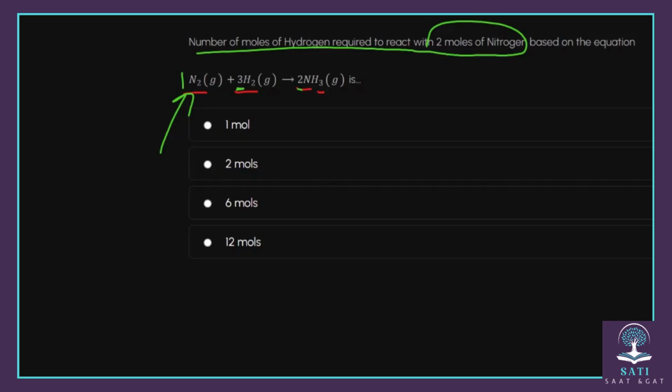The question now says number of moles of hydrogen required to react with 2 moles of nitrogen. Okay, that means now what are you going to do? I'm going to change this number of moles of nitrogen to 2. So that means you need to multiply it by 2. When you multiply it by 2, you multiply the whole equation by 2.